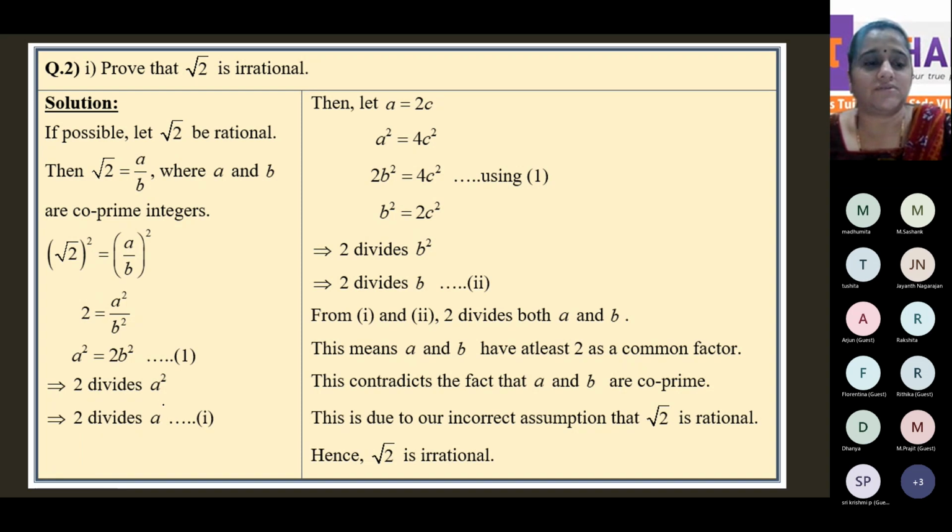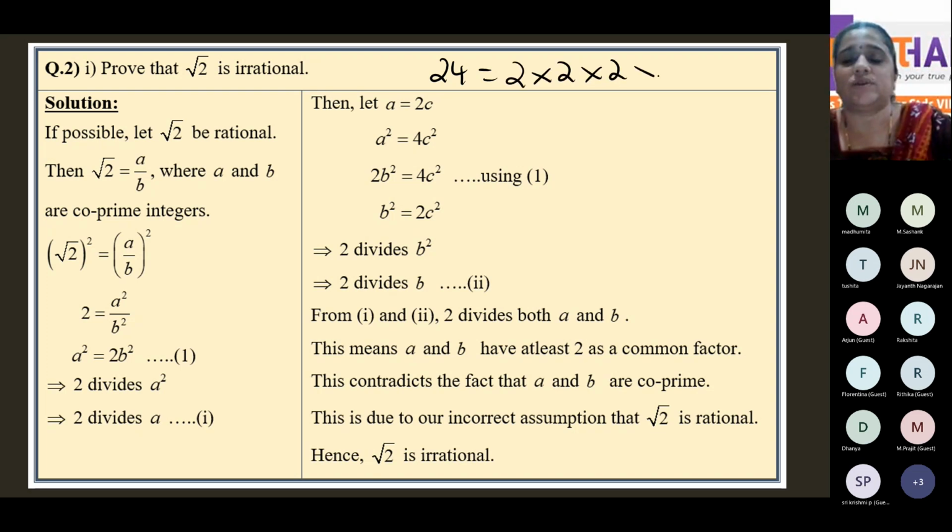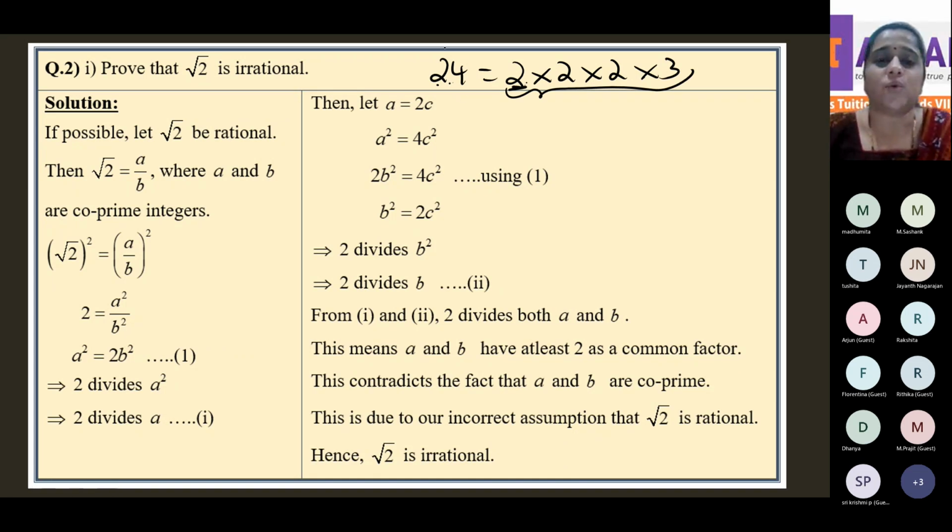Now, what do we understand from this? a square is equal to 2b square means 2 divides a square. See, now, again, I'll have to tell you something else. Supposing 24 is equal to 2 2s are 4, 4 2s are 8, 8 3s are 24. So now 2 divides 24, 3 divides 24. 2 divides 24 is the other way of saying 24 is divisible by 2.